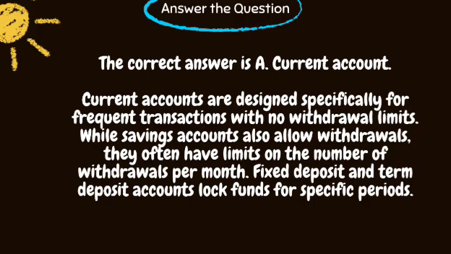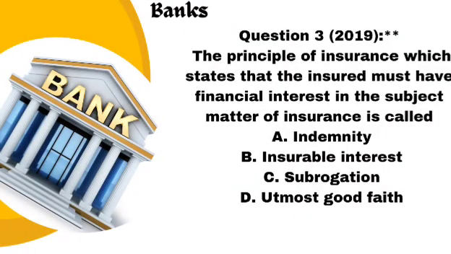Now, current accounts are designed specifically for frequent transactions with no withdrawal limits. While savings accounts also allow withdrawals, they often have limits on the number of withdrawals per month. Now, fixed deposit accounts and term accounts lock funds for a specific period. Question number three, which is coming from the year 2019.